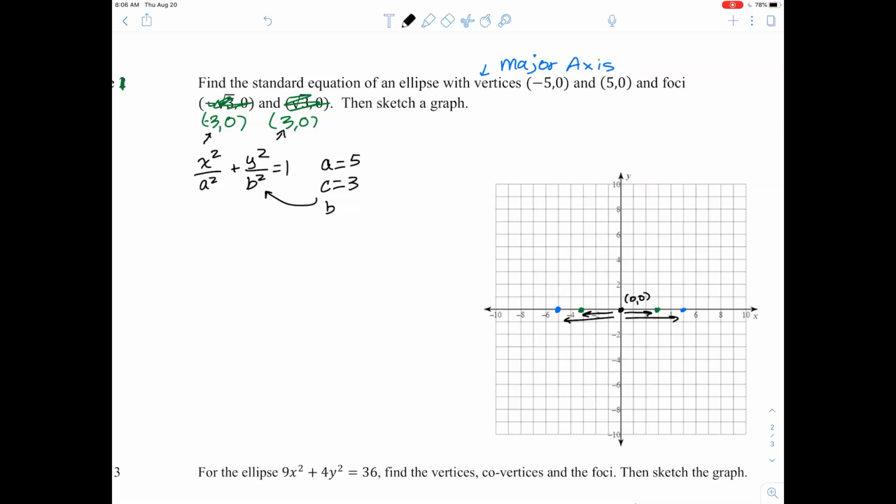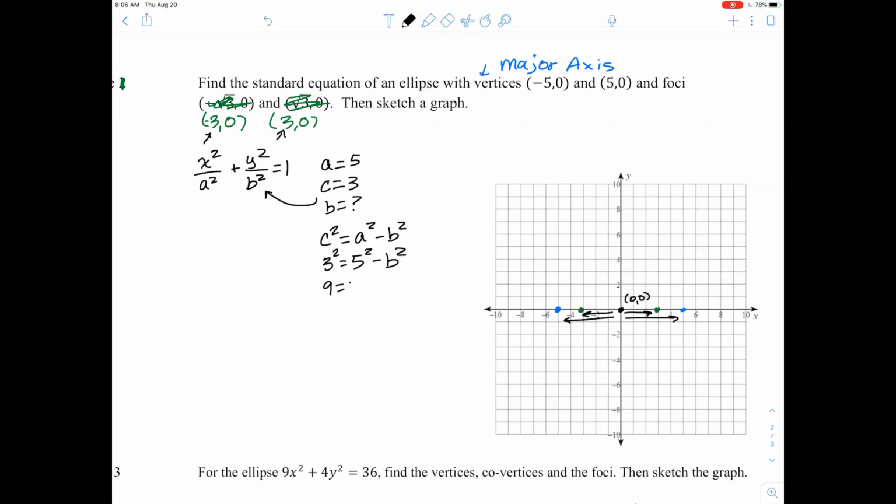So I gave you one equation, and it was this one, that C squared equals A squared minus B squared. And that equation will work if you have B and C and you're looking for A, or if you have A and B and you're looking for C, or in this case, if you have A and C and you're looking for B. So we're just going to plug in our C value, which is 3 squared, and our A value, 5 squared, minus B squared, and we're going to solve that for B.